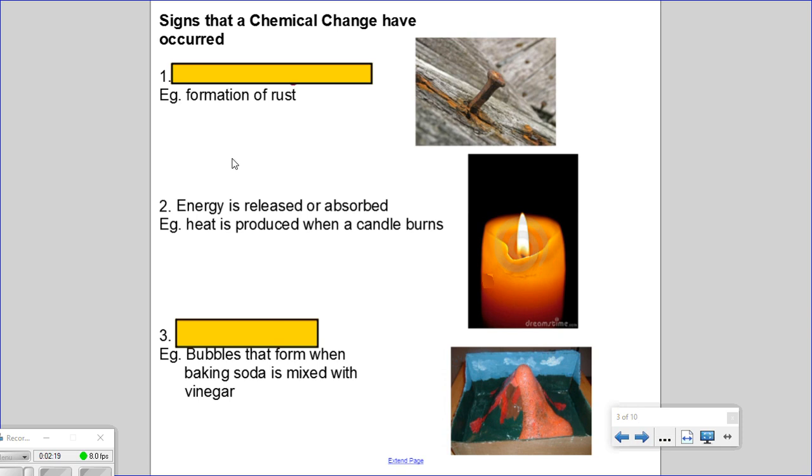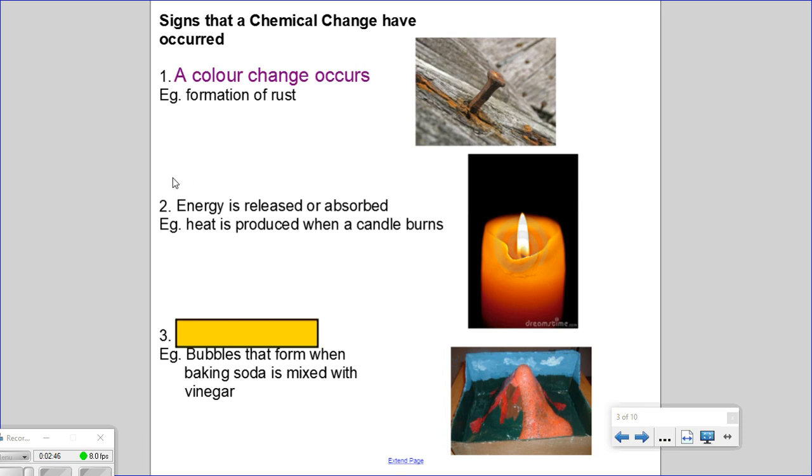There are ways of knowing, or signs that you can look for, that indicate that a chemical change has occurred. For example, a color change occurs, such as the formation of rust. You have a nail that is silver in color and might turn this brownish red color. This change of color indicates a chemical change has occurred.